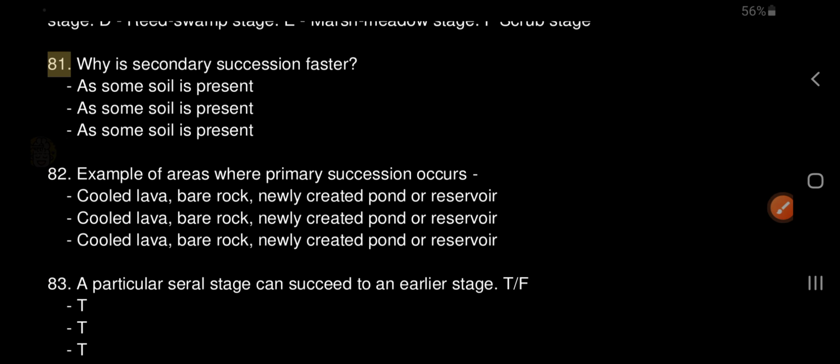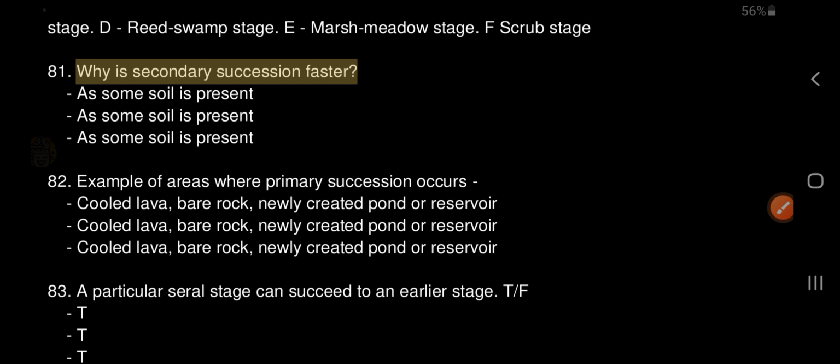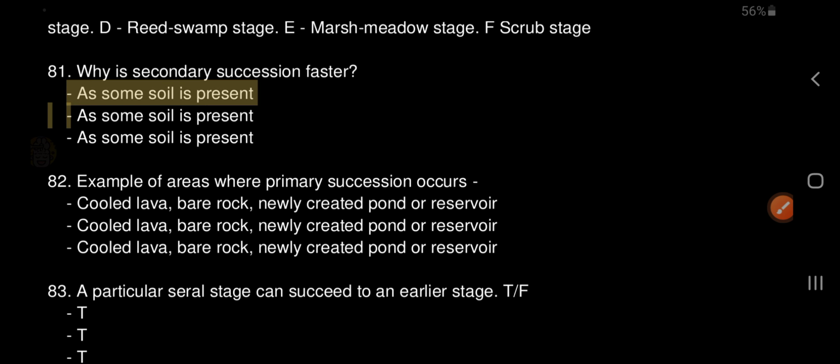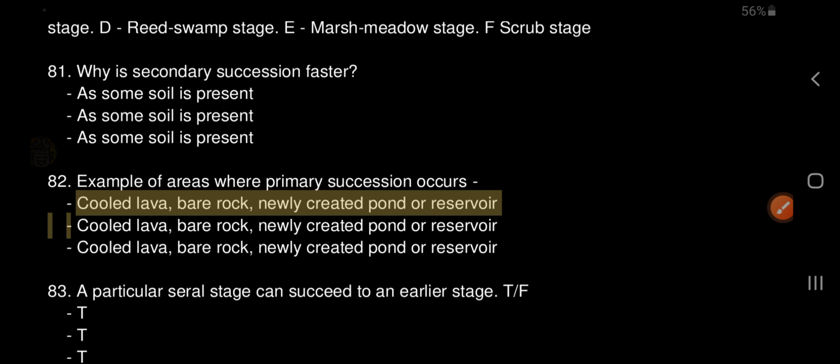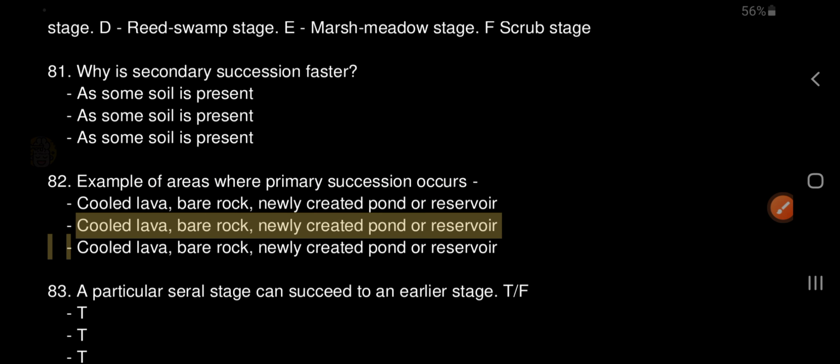81. Why is secondary succession faster? As some soil is present. 82. Example of areas where primary succession occurs. Cooled lava, bare rock, newly created pond or reservoir.